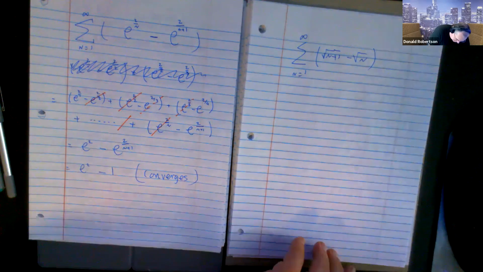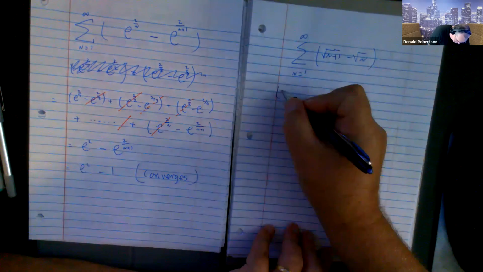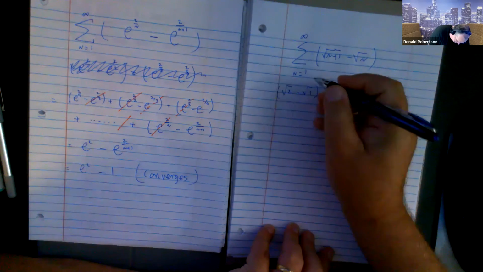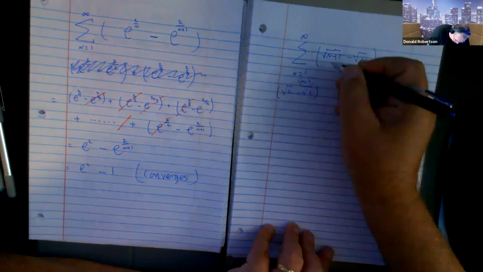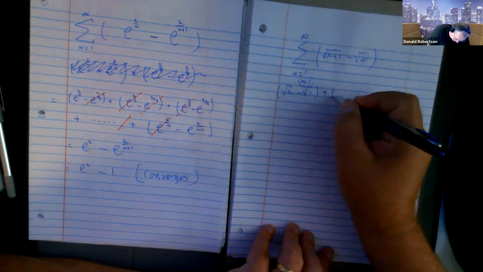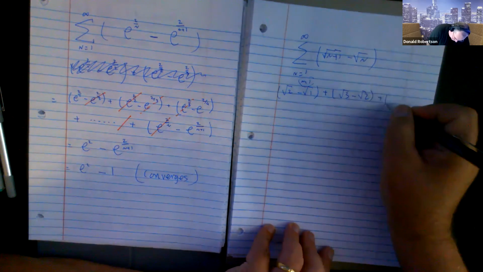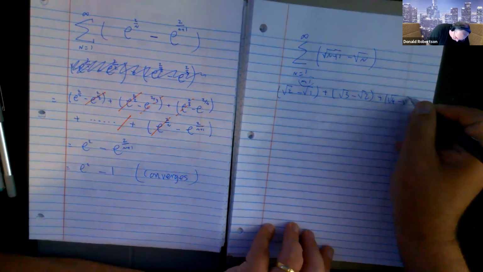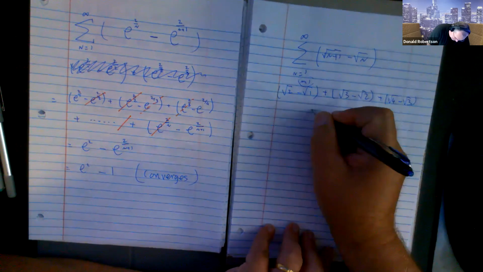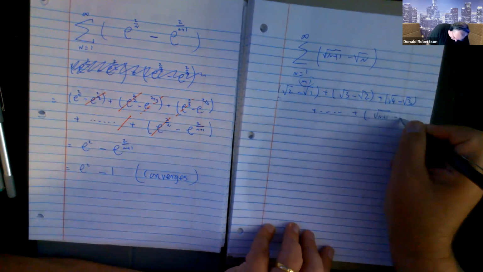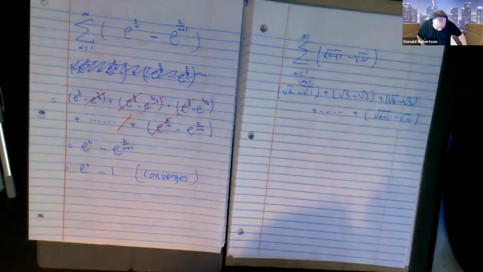Right. If you plug in 1, it becomes the square root of 2, take away the square root of 1, right? That's what you get when you plug 1 in. If you plug n equals 2, you get the square root of 3, take away the square root of 2. And then the next time you get the square root of 4, take away the square root of 3, right? And then dot, dot, dot, dot. And you'd finish with that guy, right? Okay, let's see who's killing each other off this time.